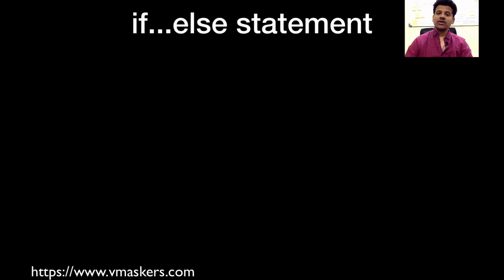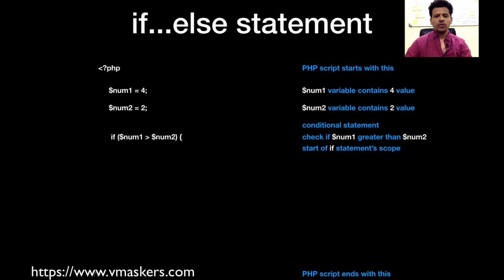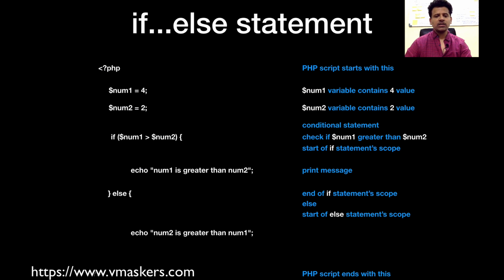Now let's again see the graphical version of our program. PHP code starts here, ends here. We are defining two variables. Then we are checking is num1 greater than num2. If that condition is true, then we are printing a message. If ends here, after that we are starting the else, and if this is false, then this statement will get executed. That is just a print message, and else ends here.